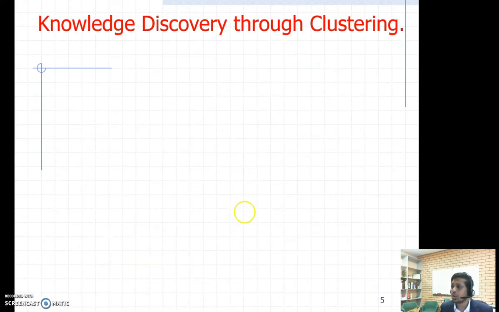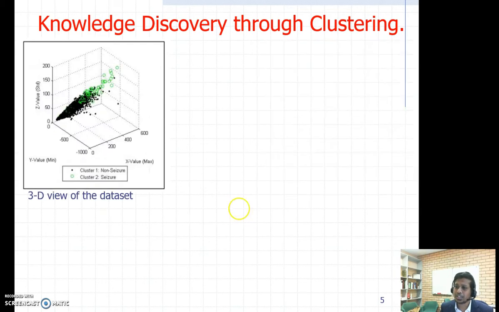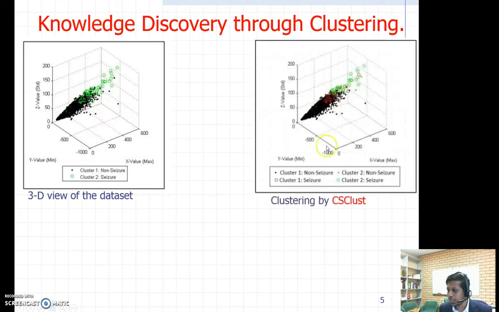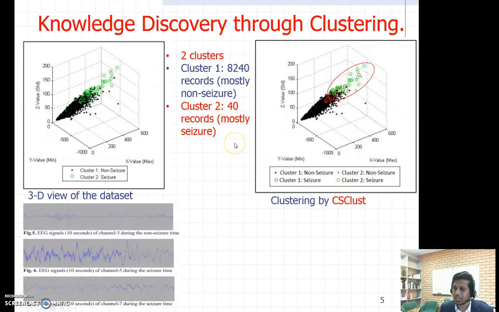Now we used our technique called CS cluster, and we clustered the records. We plot the records in a 3-dimensional plane and we clustered them using CS cluster, and this is what we get. We get 2 different clusters, and one cluster has 8,240 records. These are mostly non-Caesar records, you can see them, and the green dots or circles are cluster 2 that has Caesar time records. So cluster 2 has 40 records and all 40 of them are Caesar signals.